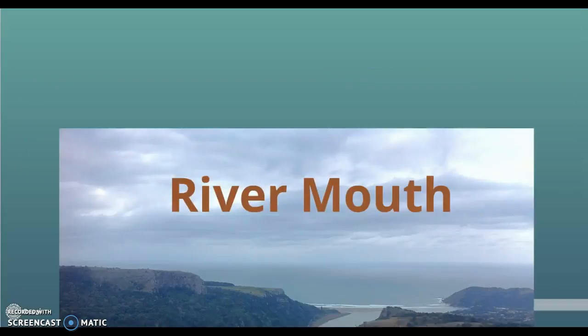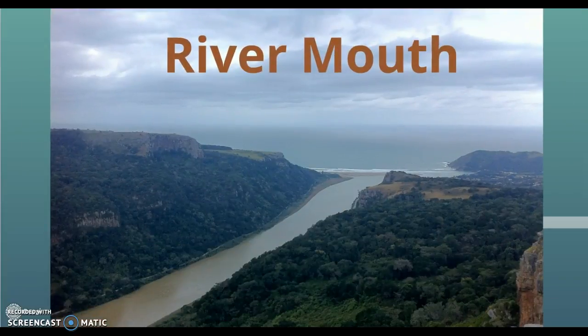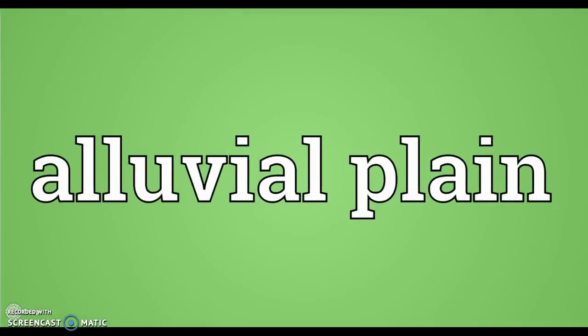Alright? And besides tributaries, the lower course consists mainly of the part where the river ends in another river or ends in the sea, which is what we call the river mouth. It is the mouth of the river where the river opens to the sea or to the ocean. Apart from tributaries and the river mouth, there are some other main aspects to take into account in the lower course, such as the alluvial plain.